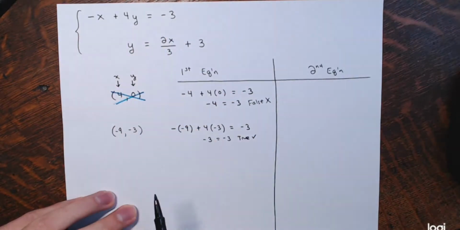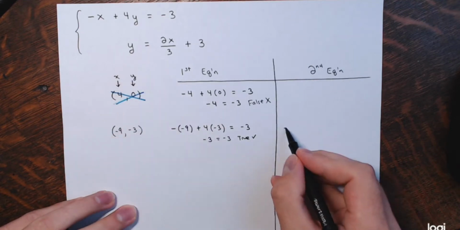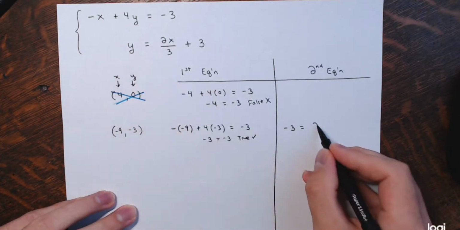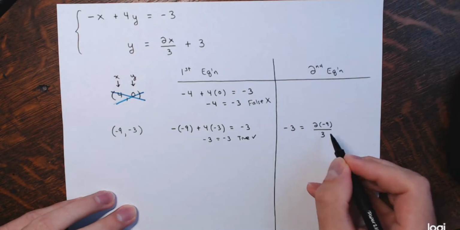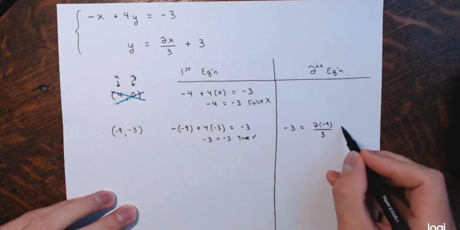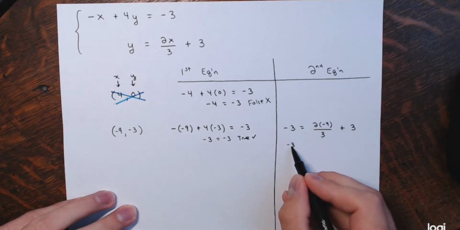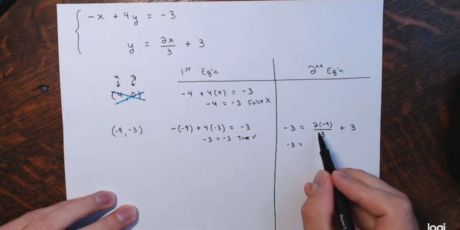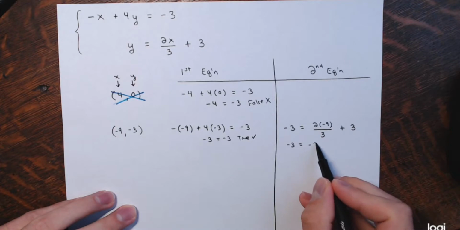Now, let's see if it's a solution of the second equation also. So y on the left side says negative 3 on the left equals 2 times x, 2 times negative 9 divided by 3, and then plus 3. I have negative 3 on the left, and then the numerator is negative 18 divided by 3, which would be negative 6, and negative 6 plus 3 is negative 3.